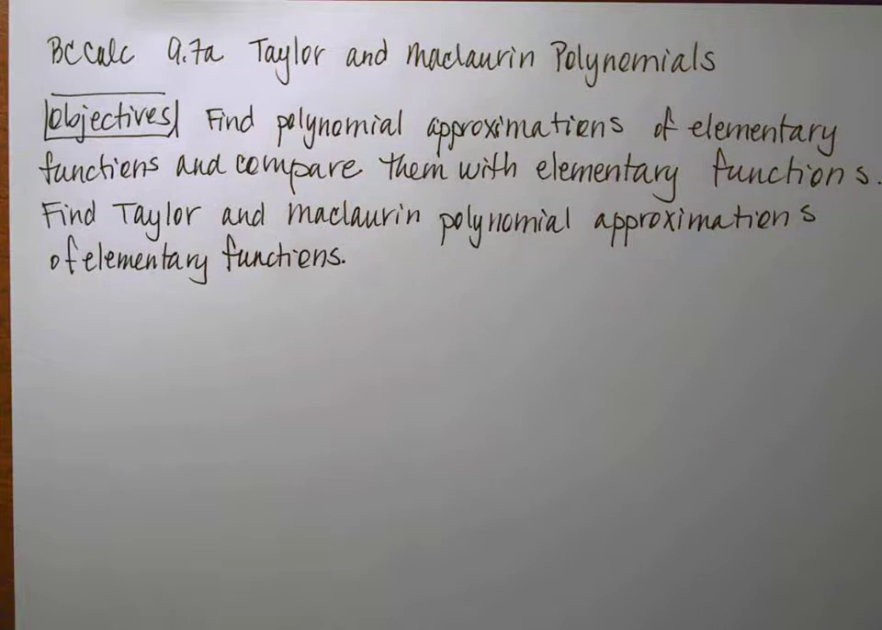Hello, ladies and gentlemen. We're going to do 9.7a today. We're going to start our work with the Taylor and Maclaurin polynomials. Our objectives are that we're going to find approximations of elementary functions and compare them with elementary functions. I know that seems really weird, but I'll explain in a moment. And then we're going to find Taylor and Maclaurin polynomial approximations of elementary functions.